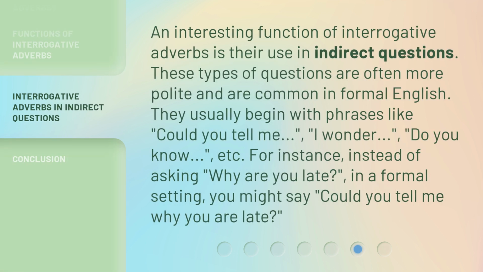An interesting function of interrogative adverbs is their use in indirect questions. These types of questions are often more polite and are common in formal English. They usually begin with phrases like, could you tell me? I wonder. Do you know? Etc. For instance, instead of asking, why are you late? In a formal setting, you might say, could you tell me why you are late?